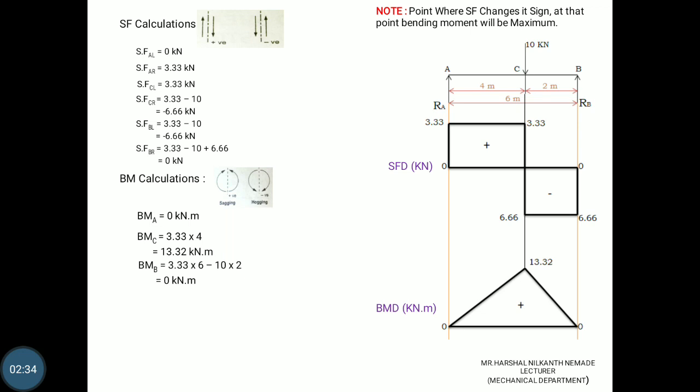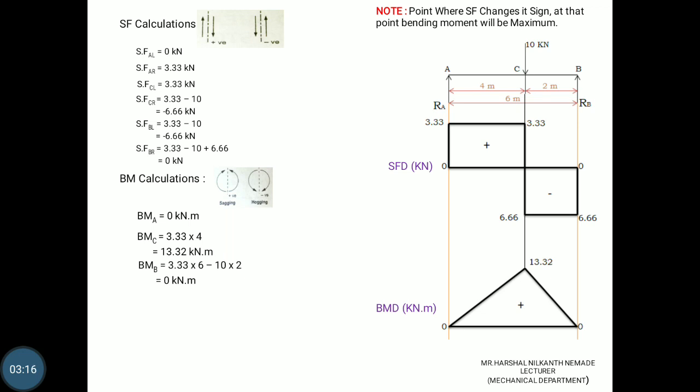SF at AL means A left. I will make a section to the left-hand side of A, so I will get 0 kilonewton. SF at AR: I will make one section to the right-hand side and look at the left-hand side only. So SF at AR is equal to 3.33 kilonewton. SF at C left is equal to 3.33 kilonewton.